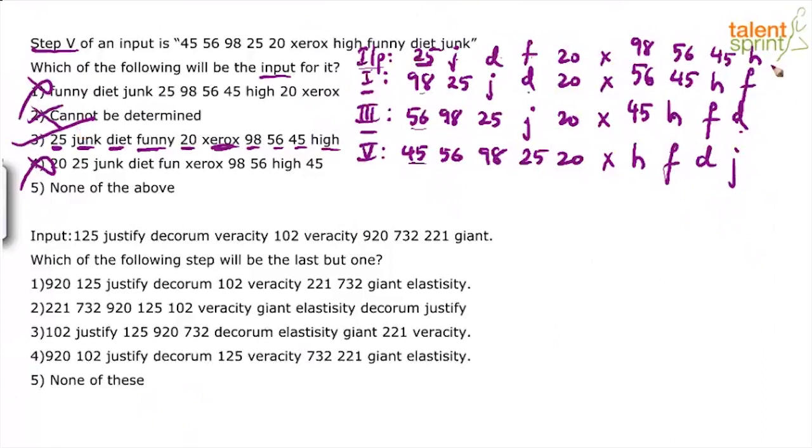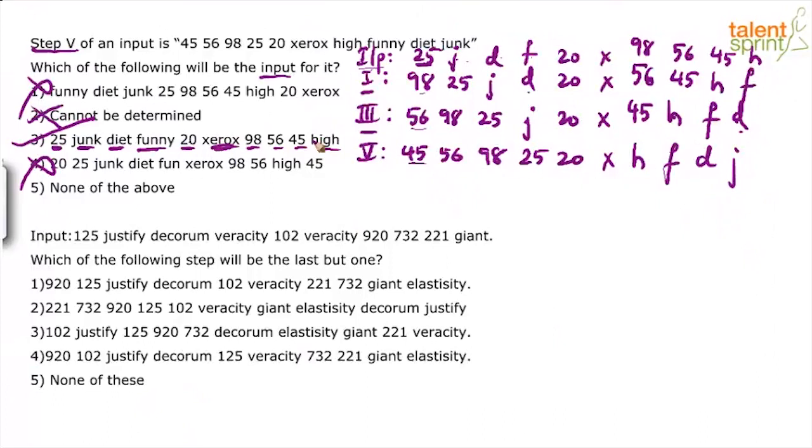See, we have got the input in the reverse order, right? From 5 to 3, 3 to 1 and 1 to input. So what is the sequence? 25 JD F20, X 98, 56, 45 H, and we're done. Option 3, right? But is this the only way to do it? Can we do it in a smart way, or is there a smarter way to arrive at the answer? Yes, there is a much better way to arrive at the answer.